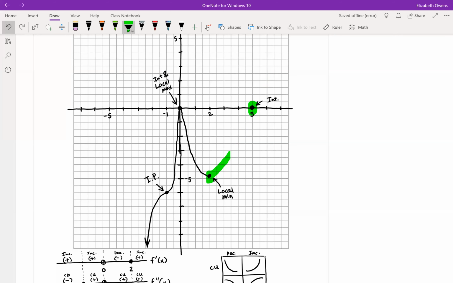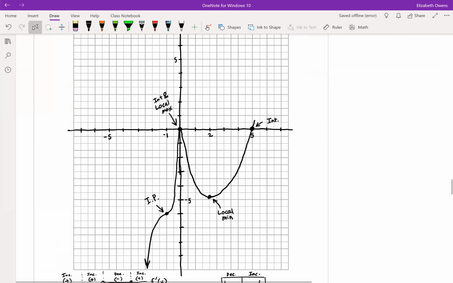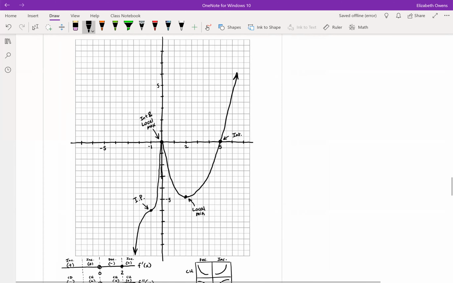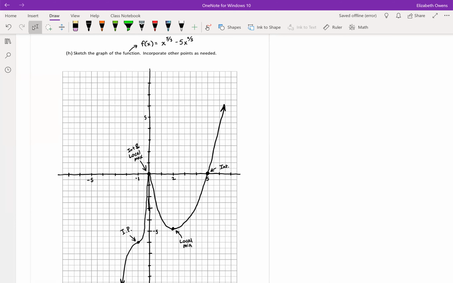Okay, let me do it in pen here though. So go from your local minimum, take that upward curving shape and put it in. Pass through your intercept at 5, and then indicate that your function is going to go off towards infinity. And that is the graph of this function. So that is what x to the 5/3 minus 5x to the 2/3 looks like.